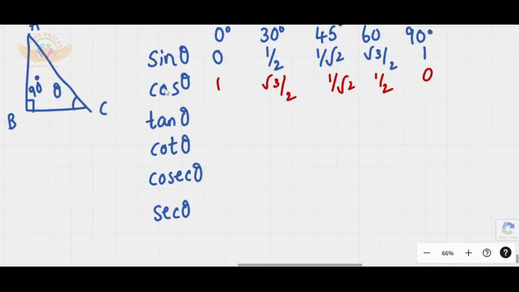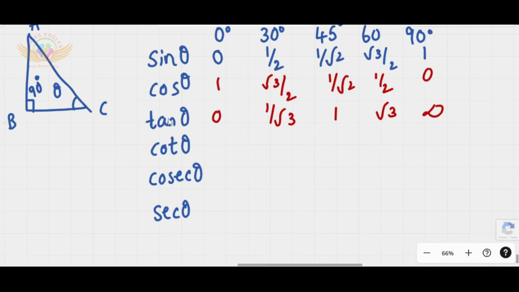Tan is nothing but sine divided by cos. So divide 0 by 1, that is 0. 1 by 2 divided by root 3 by 2, the 2 cancels, so 1 by root 3. 1 by root 2 divided by 1 by root 2 cancels to 1. Root 3 by 2 divided by 1 by 2, the 2 cancels, root 3. 1 by 0 means infinity.